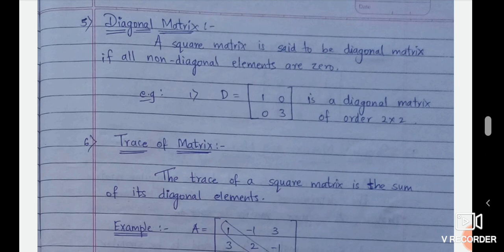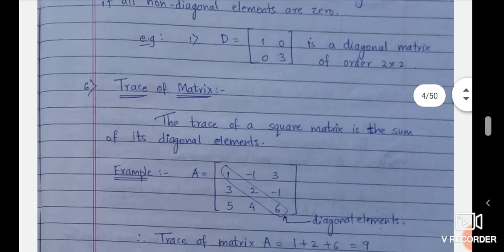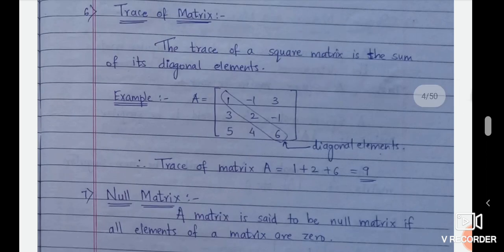See, the diagonal elements are 1 and 3 and the non-diagonal elements are 0. Okay, next is trace of a matrix. Trace of a matrix is nothing but the sum of its diagonal elements, means we have to add the diagonal elements. Now if you see the example, your diagonal elements are what? 1, 2 and 6. So just add those numbers 1, 2 and 6, and you'll get 9. So the trace of the matrix is 9.